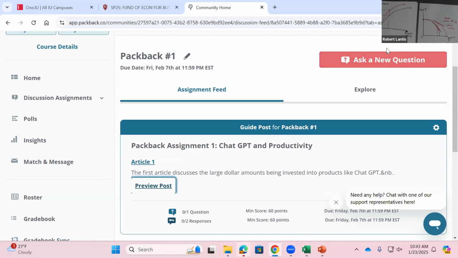Once other people start doing that, you respond to 2 other people's questions or posts, and that'll be how you earn full points in the assignment. It's supposed to generate thought of how we take what we've talked about in class and apply it to real world topics, but then also build the skill of being able to discuss things in a back and forth manner.